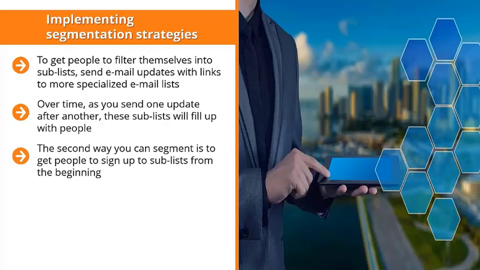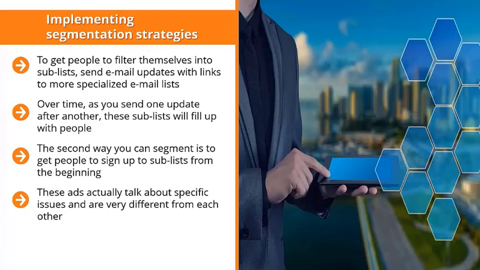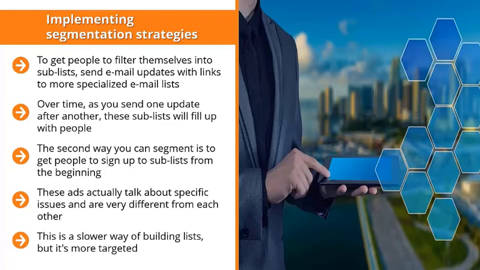The second way you can segment is to get people to sign up to sublists from the beginning. That's right, you're not starting out with a general list. Instead, when people go to your blog or your website, they see different ads for mailing lists. These ads actually talk about specific issues and are very different from each other. When somebody clicks on a particular ad, they sign up for a list that only talks about the issues raised by the ads. They also only offer incentives that address tightly defined specific issues. This is a slower way of building lists, but it's more targeted. With everything else being equal, the slow growth rate of your mailing list can be offset by the higher sales conversions of people signing up to those specialized sublists.